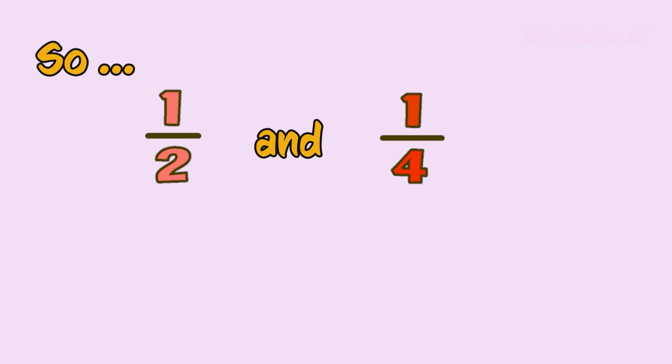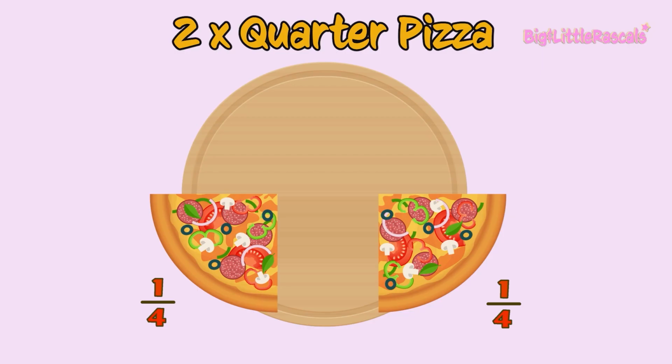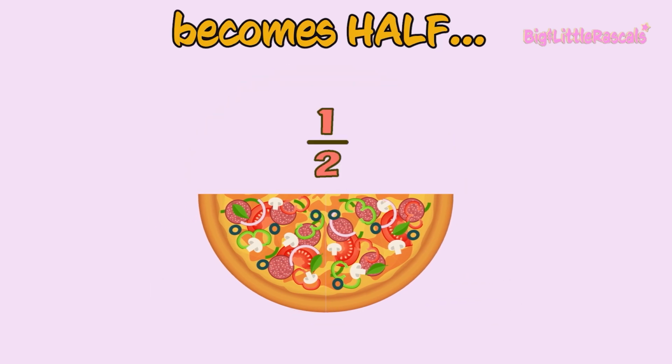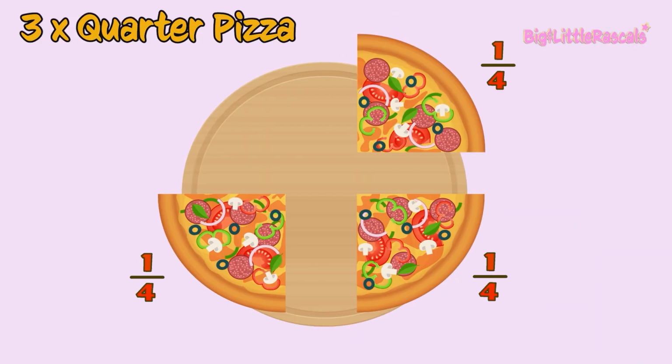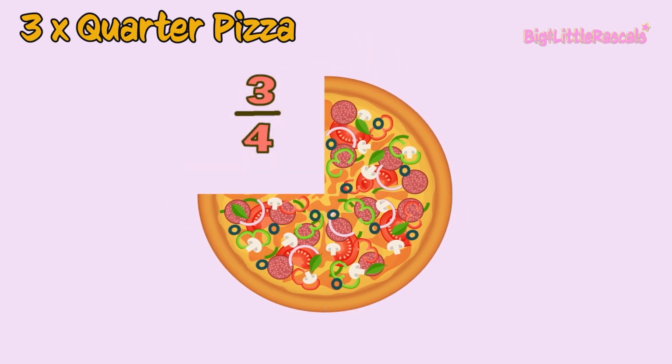So half and quarter are fractions or portions of one whole. If we add up a quarter of a pizza with another quarter of a pizza, it becomes half, 1 out of 2. And if we add up 3 of 1 quarter pizza together, it becomes 3 quarters, 3 out of 4.